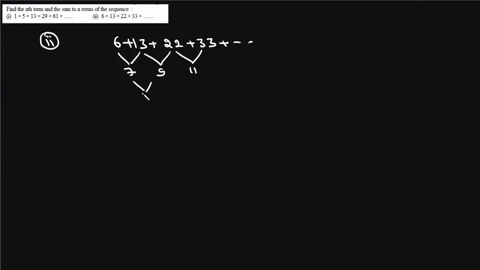Now this second question is, we need to find the sum of this series and its nth term: 6, 13, 22, 33. Now here the difference is 7, 9, 11. Now the difference of difference is constant. We know that its nth term will be an square plus bn plus c. Now we'll use the shortcut. This is 2a, this is 3a plus b, and this is a plus b plus c.